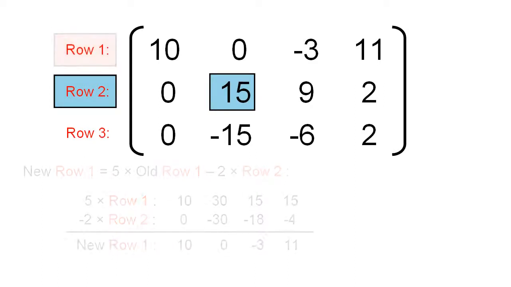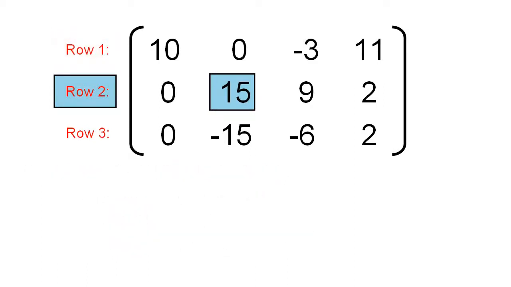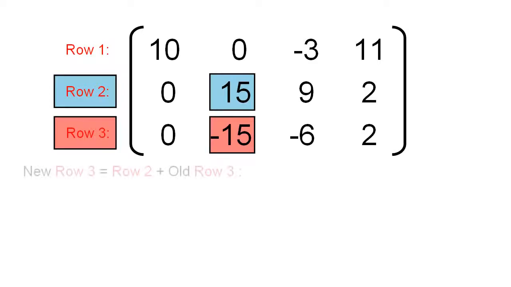Okay, we're still using row 2 to clear things. So we want to use it to clear the negative 15 there in row 3. Oh, and that's pretty easy. See, I can just add those. So the linear combination I want here is the new row 3 is equal to row 2 added to the old row 3. And if I do that, I'll get my 0 in that position.